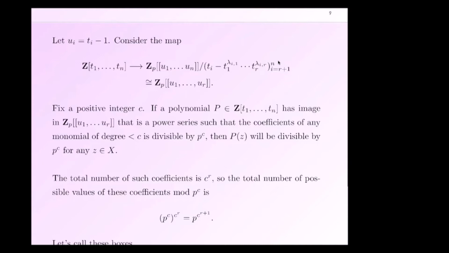So all the terms with degree at least c are going to be divisible by p^c, because I'm plugging in a u_i that's divisible by p. So if the degree is at least c, then that's going to be divisible by p^c. And I'm assuming that all the coefficients of the polynomials of degree less than c are divisible by p^c. So of course, those are divisible by p^c.